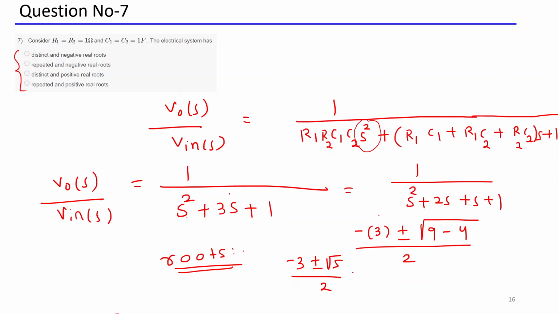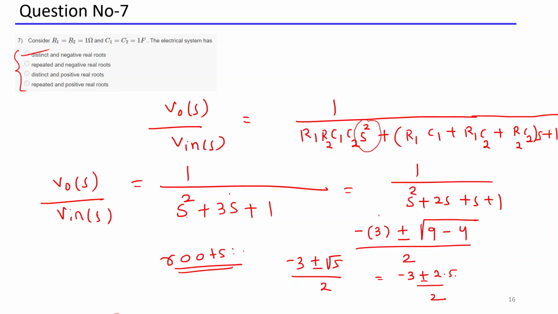No, ma'am, complex is not coming, because root 5 is something like 2 point something. So minus 3 plus, let's say I'm assuming approximately 2.5, by 2. So something negative is coming, right? So negative real roots. Distinct and negative real roots.